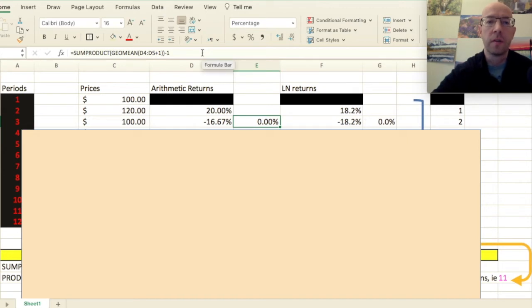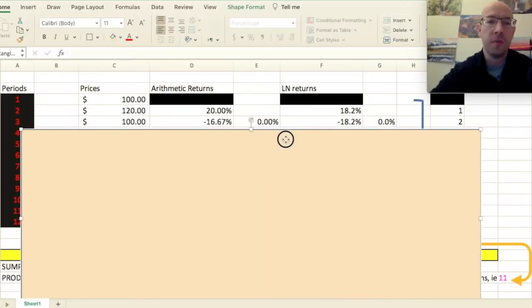Equal sign, SUMPRODUCT, open parentheses, GEOMEAN, open parentheses, my array, plus 1, close parentheses, minus 1. I mean, that's a lot more work, right? It's a lot easier to mess it up. Anyways, there's also a pretty easy way to go from log returns back to simple returns, or what they would call arithmetic returns. Now, let's move on a couple more things.